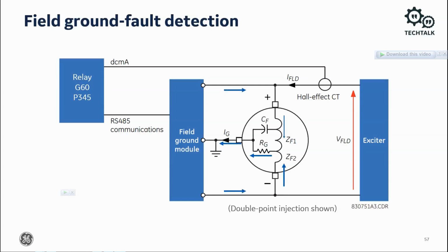The purpose of the field ground detector is to measure this resistance. Measurement of Rg is accomplished by injecting a voltage V-inject and measuring the resultant current Ig. The measurement algorithm must be capable of discriminating between capacitive current from CF, which can be significant, and a resistive current due to the fault. The exciter voltage V field is a DC value with a small ripple, such that the impedance of the field is essentially resistive. The current I field is a DC current with a range of tens, hundreds, or thousands of amps.